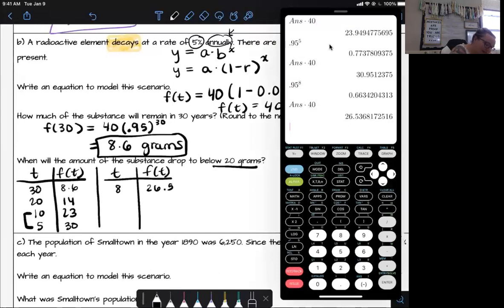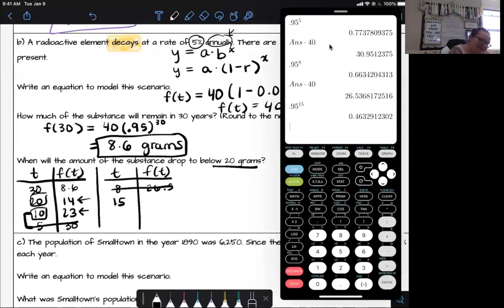So when at 10, I hit 23. At 20, I had 14. So I should have tried plugging in like 15. Oh my gosh, let's pretend like we didn't waste our time with those. Let's try 15. I bet some of you are yelling at the screen right now. To the 15th times 40 is equal to 18. Aha. So it's between 10 and 15.